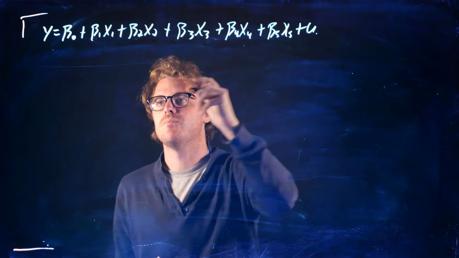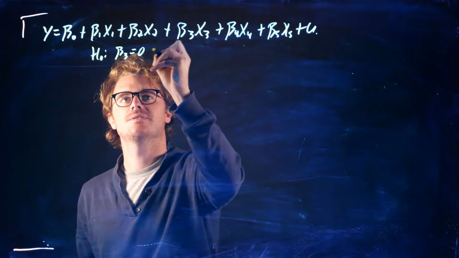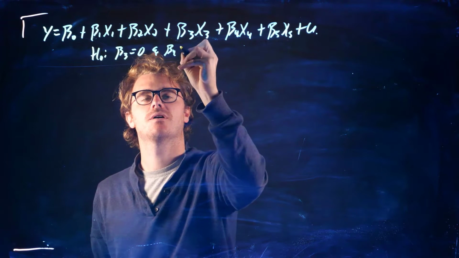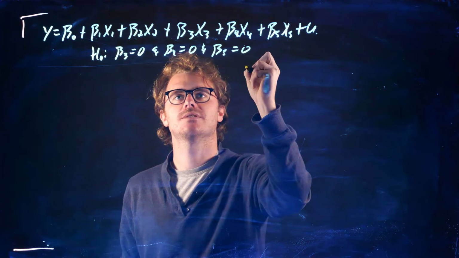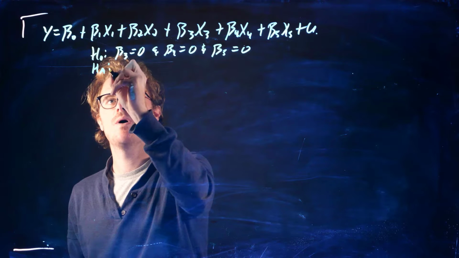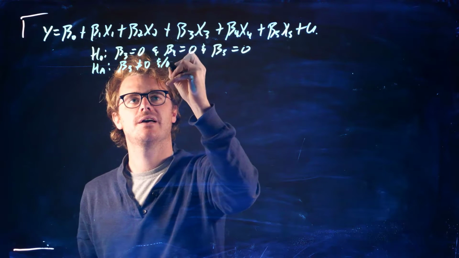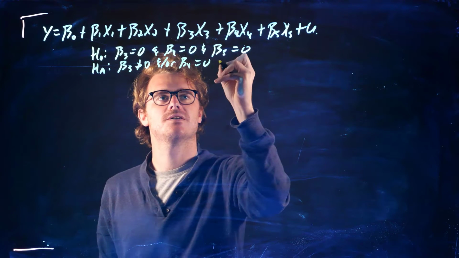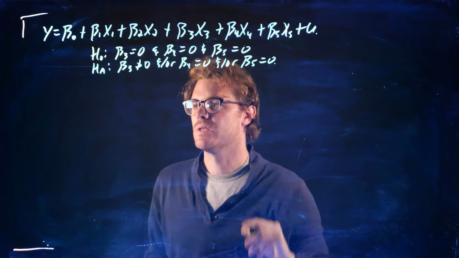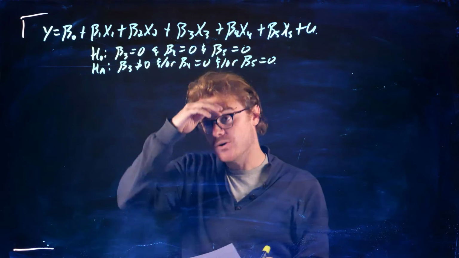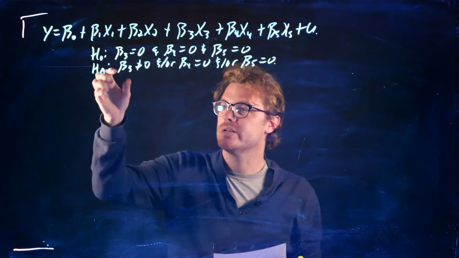All right, so here's our model still, and remember our null is that beta 3 equals 0, and beta 4 equals 0, and beta 5 equals 0. And our alternative is that one of these doesn't hold. So beta 3 doesn't equal 0, and/or beta 4 doesn't equal 0, and/or beta 5 doesn't equal 0.